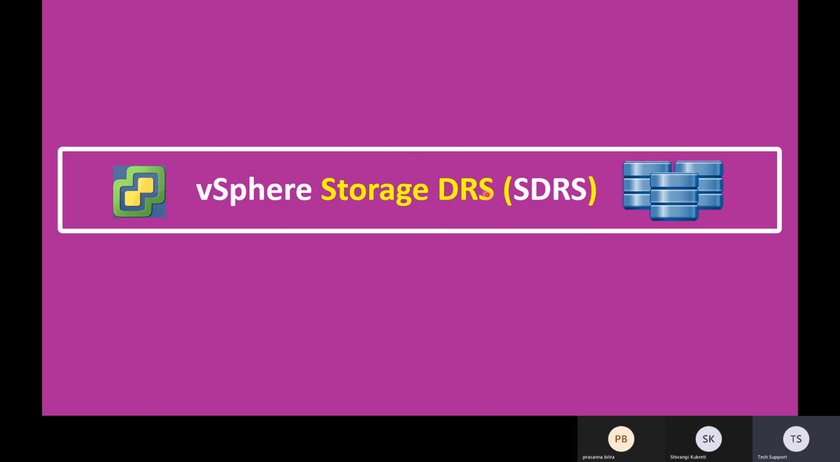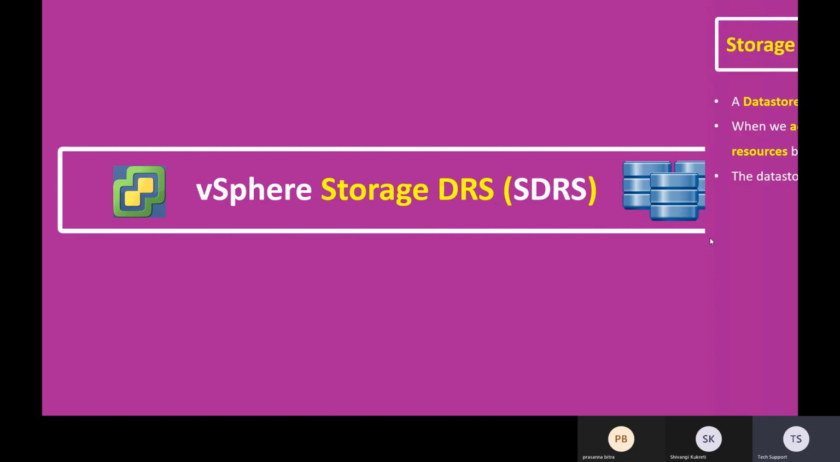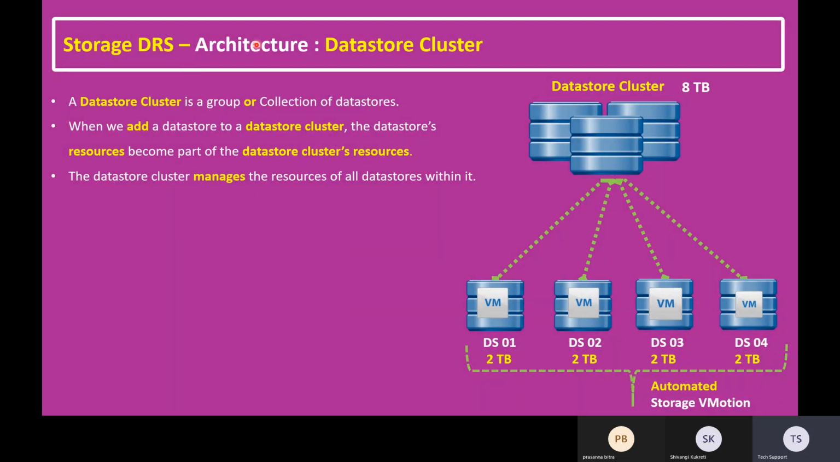Before we go into storage DRS, this is the architecture for the storage DRS cluster. Within the architecture, the main key component is the data store cluster. A data store cluster is nothing but a group or collection of data stores. Even the icon looks like a group of multiple data stores. So this icon represents a data store cluster. In this diagram we have four data stores: data store 1, 2, 3 and 4.